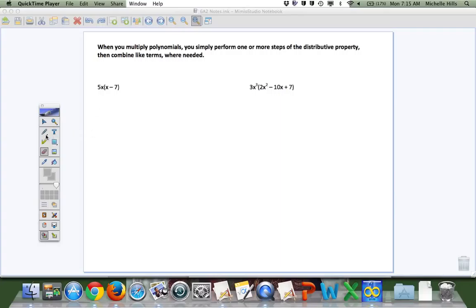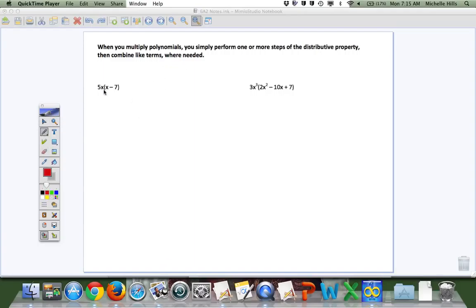Multiply polynomials, you're really just doing the distributive property. And sometimes you're doing the distributive property more than once. If I had just given you 5 distributed to x minus 7, this is something that we've done already this year. Remember, this is a 1x, so you would have taken 5 times the 1x and gotten 5x, and 5 times negative 7 and gotten negative 35, so you would have 5x minus 35.